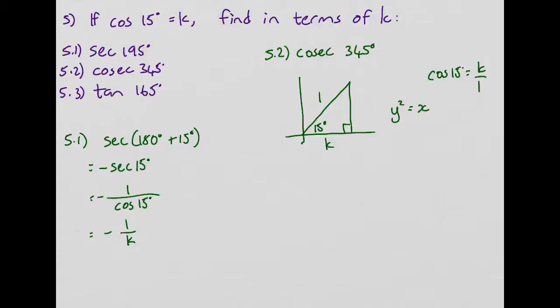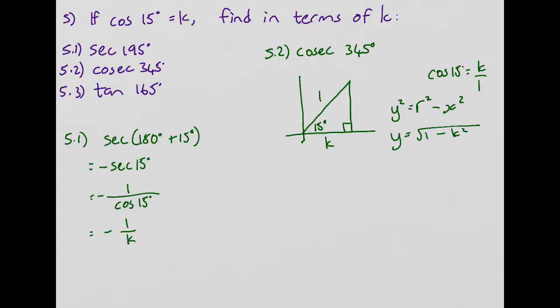Sorry, it'll be r squared minus x squared. Right, so y is equal to the square root of r squared, which is 1, minus x squared, which is k squared. All right, now let's go back to the cosec 345.